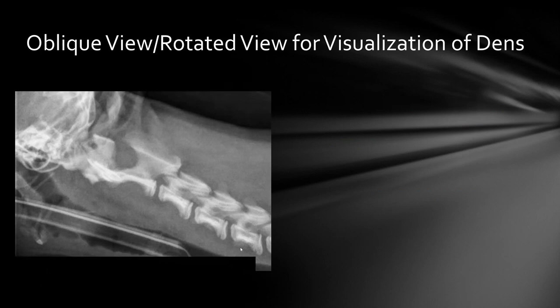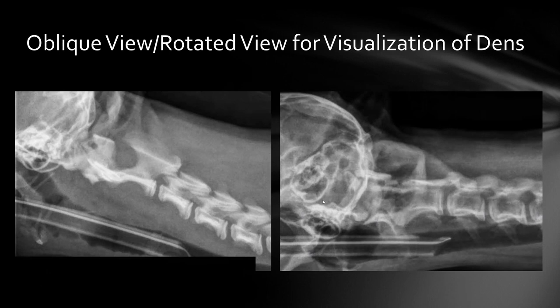If you want to see the dens better, for example, you're thinking this is atlantoaxial instability and I want to evaluate if the dens is normally formed, you can do an oblique, slightly rotated view. This is a puppy and this is a straight radiograph. What you can do, and very carefully so, is rotate the head laterally maybe 10 degrees or so, so the bullae are not superimposed with each other. Note that this is not flexion.